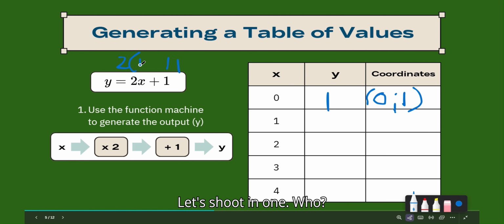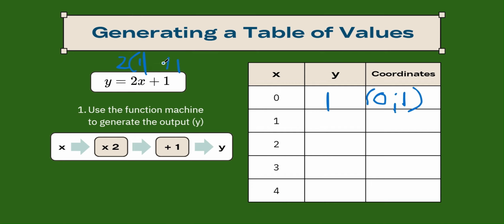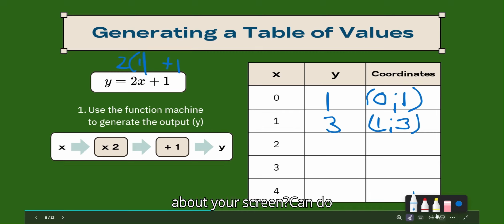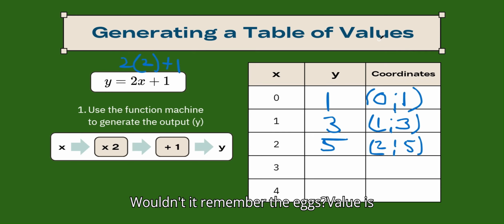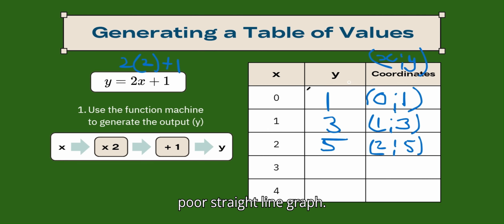We're going to substitute in 1. 2 times 1 is 2, plus 1 is 3. So x value is 1, and our y value is 3. We can do that now for 2. 2 times 2 is 4, plus 1 is 5. So it's 2 and 5. These are all coordinates. Remember, the x value is always first, and the y value is second.